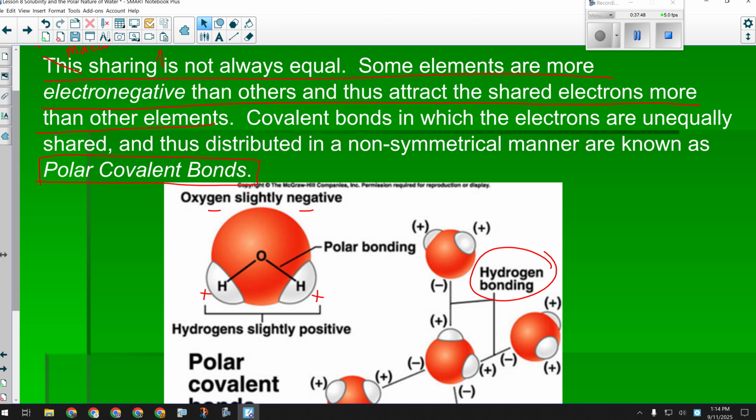Adhesion means to stick to something else, right? So that's why glue and tape are adhesives. They stick unlike things together. Okay? Cohesion means like things are sticking together. Water is sticking to water with a hydrogen bond. How easy is it to break that surface tension? Easy. Touch it, it's gone.